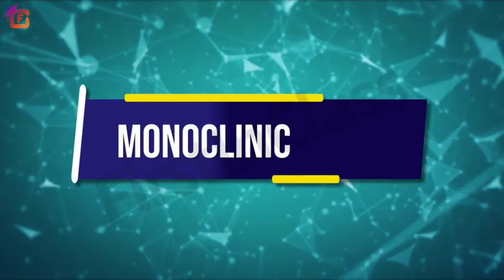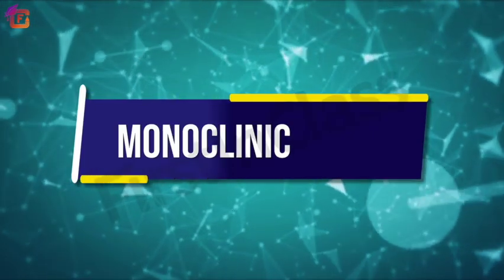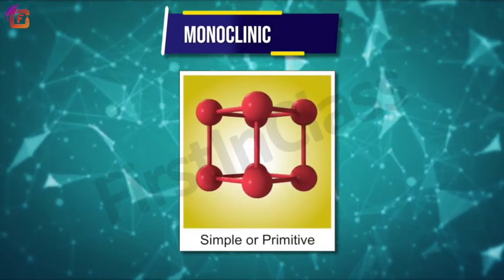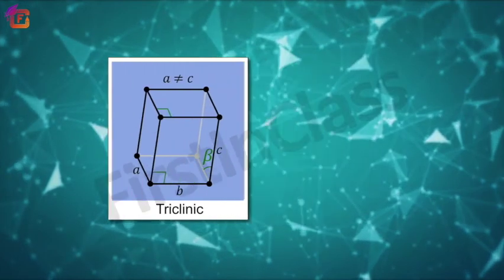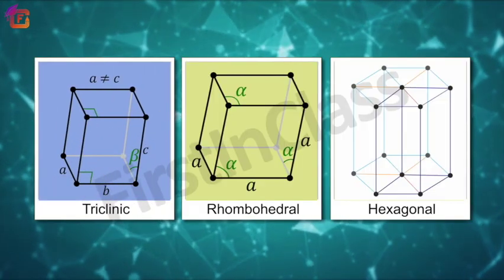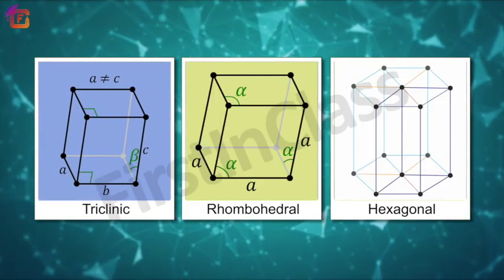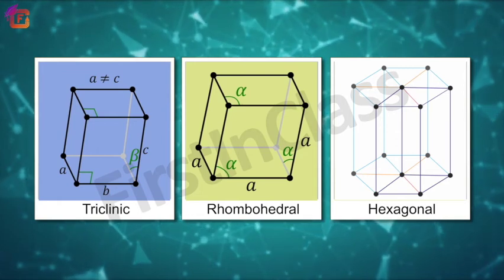Now monoclinic has 2 kinds of Bravais lattice, and these are simple or primitive and end-centered. Triclinic, rhombohedral, and hexagonal each has one kind of Bravais lattice only.